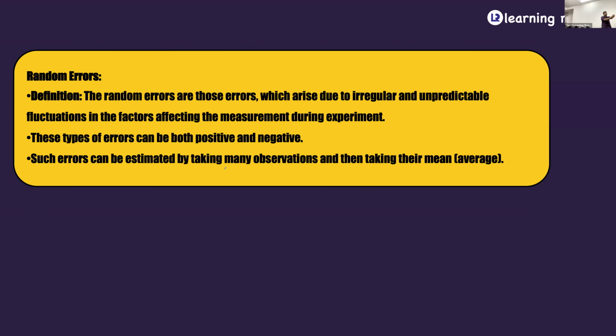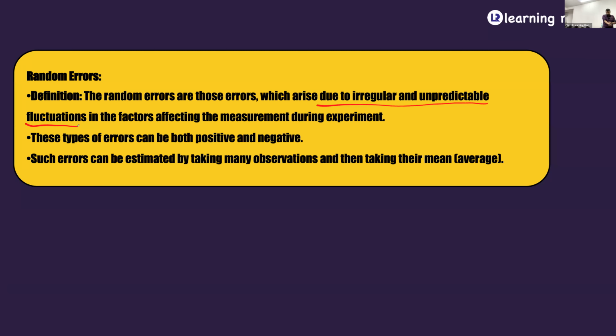I'll finish that also. So the random errors are those errors which occur due to the irregular or unpredictable fluctuations in the factors affecting the measurement during the experiment. Okay, so random, it's random. It's not because of anything that we know. It's happening because of maybe the nature, right? The random errors are those errors which arise due to the irregular or unpredictable fluctuations in the factors that are affecting the measurement during an experiment.